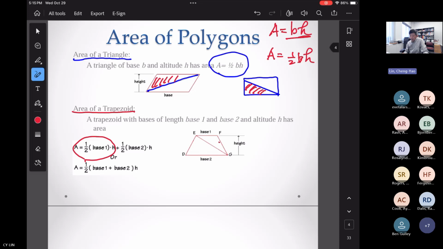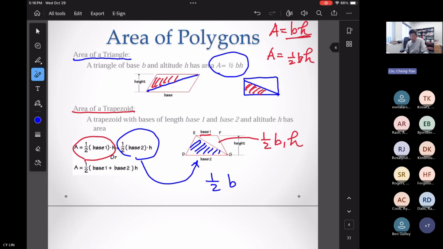So therefore, look here. This is area 1/2 base 1, base 1 right here, times the height, right? Okay, I'm going to change the color. This is a blue triangle. The blue triangle right here is 1/2 base 2 times height. And then add together, and now it will be the area of the trapezoid. Does that make sense to you?